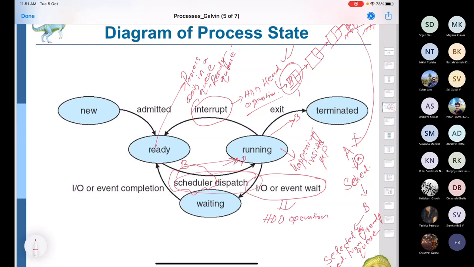There is no point making this process wait in the microprocessor. I will push it to the waiting state. I will make it exit the microprocessor, push it to the waiting state, and I will consider the next process, maybe C, that was in the ready state. I will push it to the microprocessor so that it can start executing.